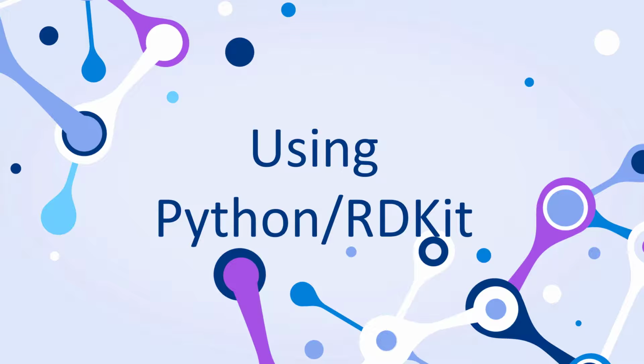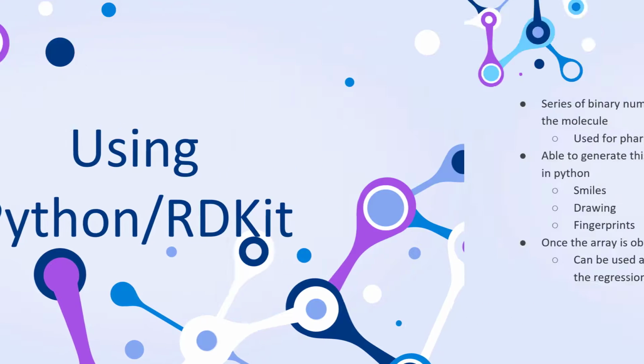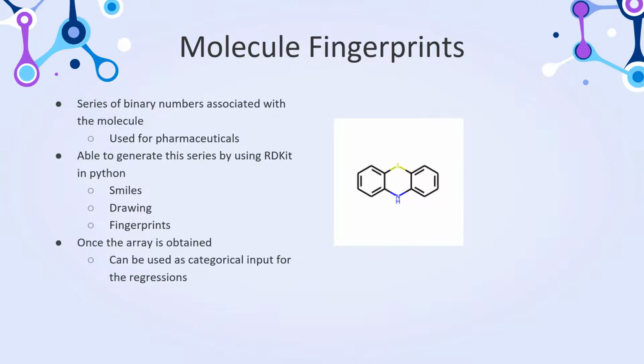With preliminary regression models being completed, I also set out to get the solvent molecules' fingerprints using RDKit and Python. Molecule fingerprints are a series of binary numbers associated with the molecule and are often used in the pharmaceutical industry. I was able to generate the molecule fingerprints by using RDKit in Python. I input the SMILES for each solvent and received a vector array filled with ones and zeros for each molecule.